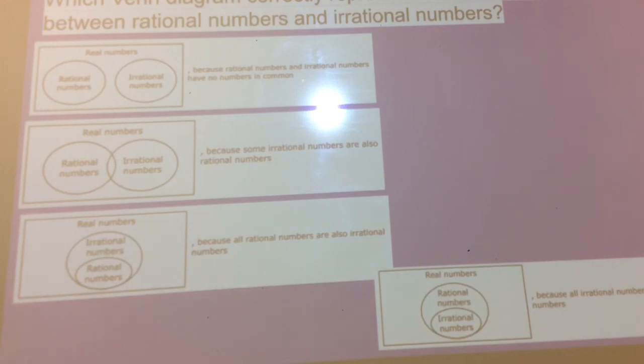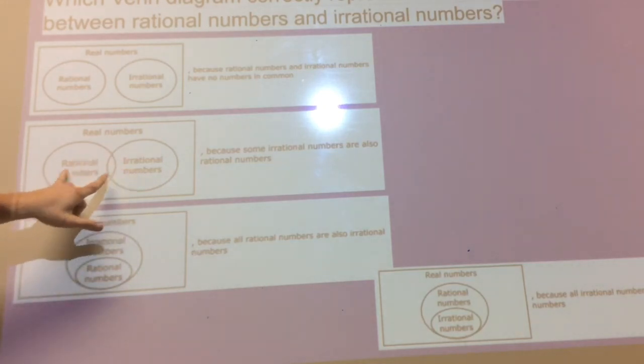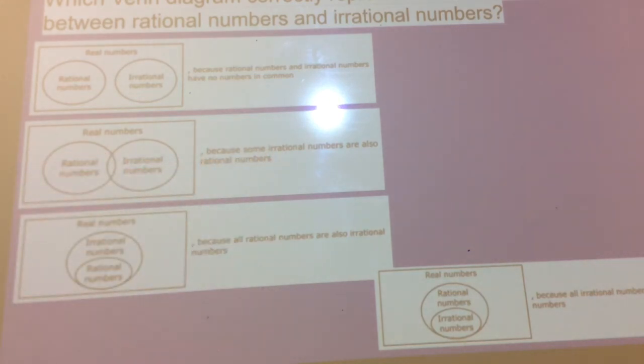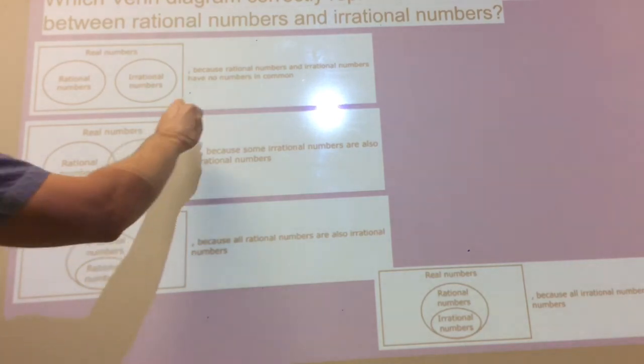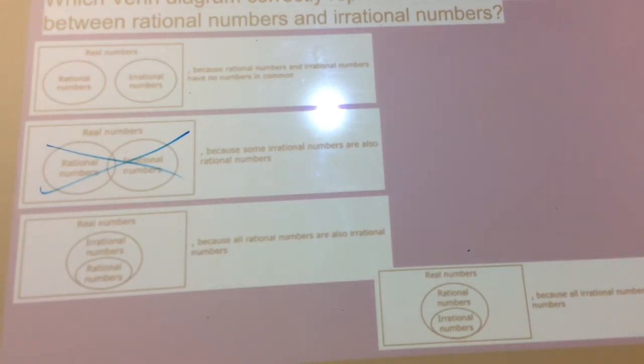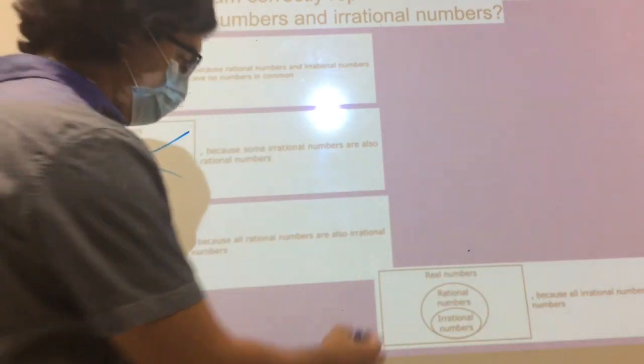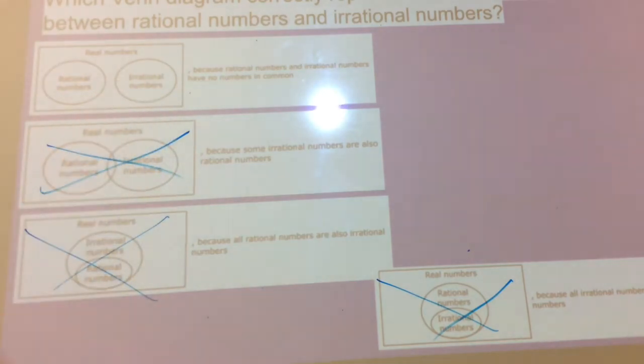Okay, that sounds good so far. This one says rational numbers and irrational numbers share some numbers because some irrational numbers are also rational numbers. Are any irrational numbers going to be rational numbers? No, they're not. So this one is an absolute lie. It's lying to your face. This one says that rational numbers go inside irrational numbers because all rational numbers are also irrational numbers. Is that true? Oh, no. I don't think so. Then this one says all irrational numbers are rational numbers. The correct answer is this top one, and here's why.